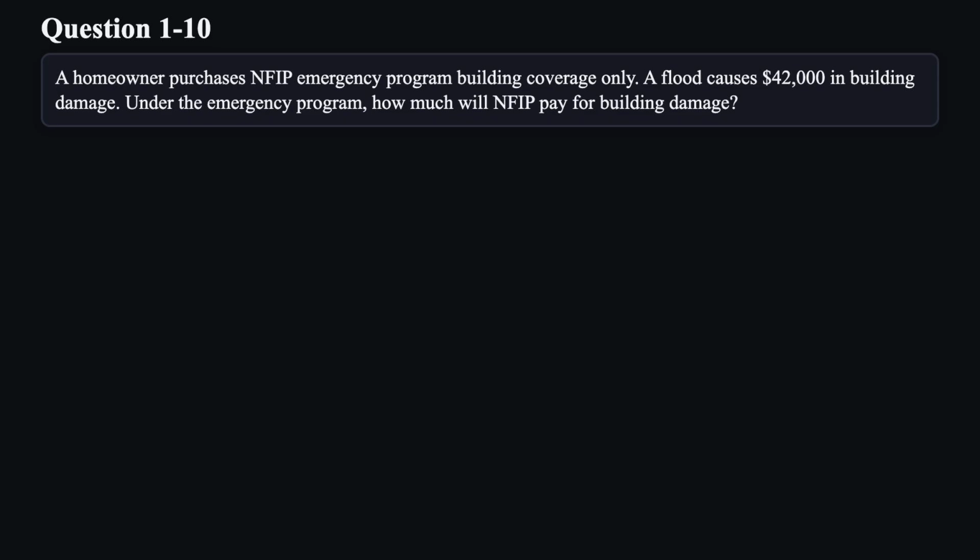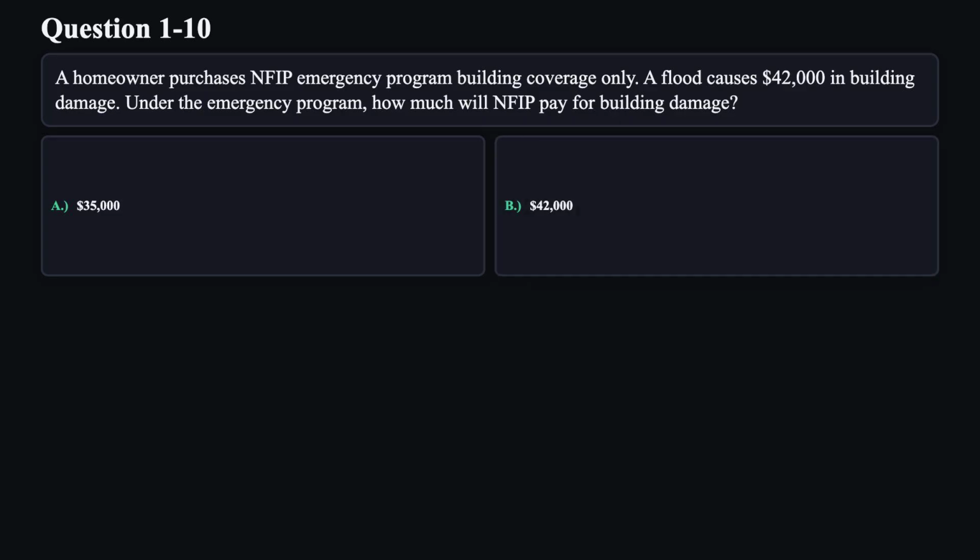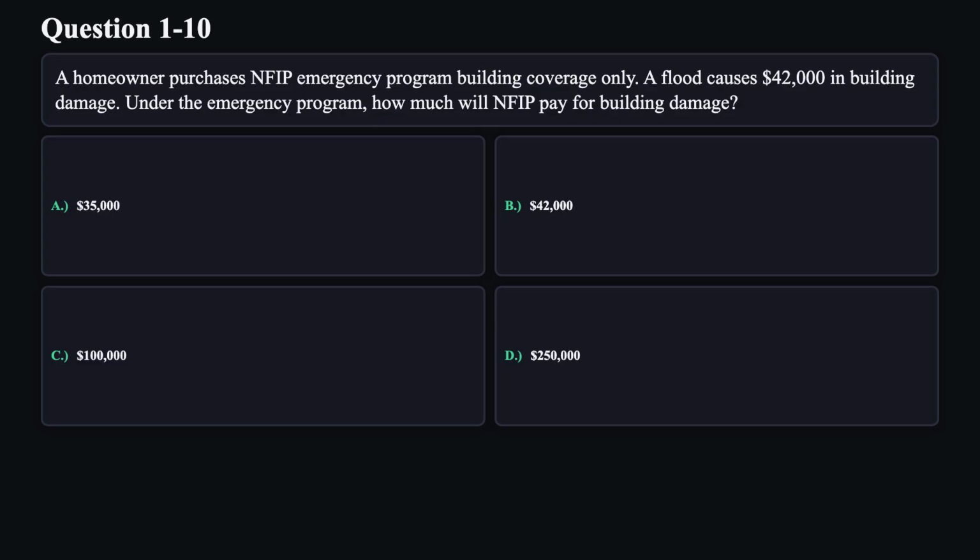Question 10. A homeowner purchases NFIP emergency program building coverage only. A flood causes $42,000 in building damage. Under the emergency program, how much will NFIP pay for building damage? A. $35,000. B. $42,000. C. $100,000. D. $250,000.